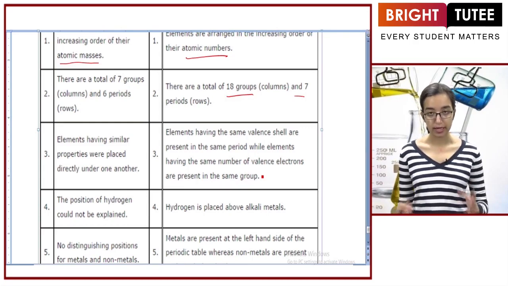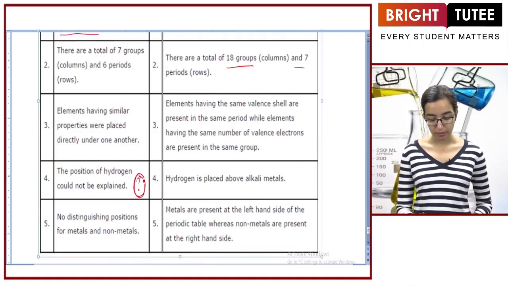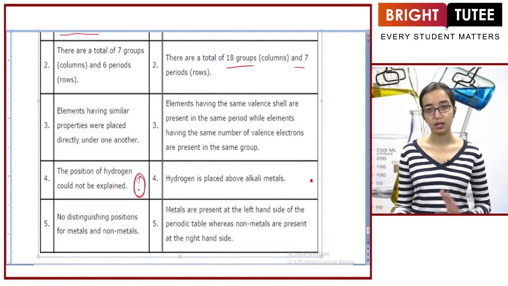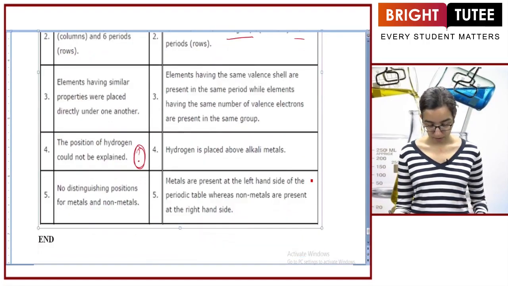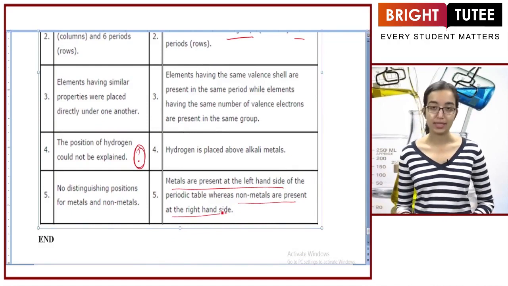So that was the criterion, the way in which the classification worked. Position of hydrogen could not be explained here. It was a big doubt in that table, whereas here it was sure that it would be placed in group 1, period 1. There was no distinguishing position for metals and non-metals. Metals are present on the left-hand side of the periodic classification, whereas non-metals are present on the right side.